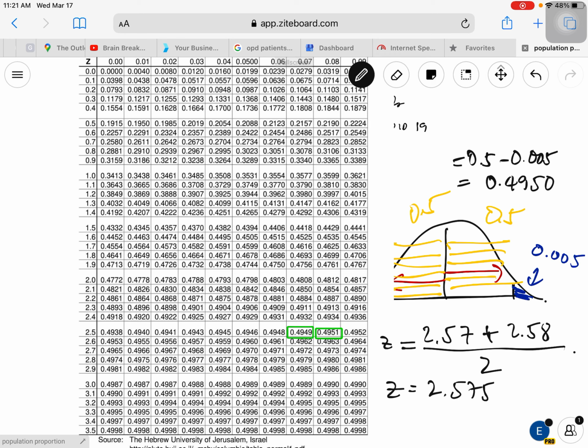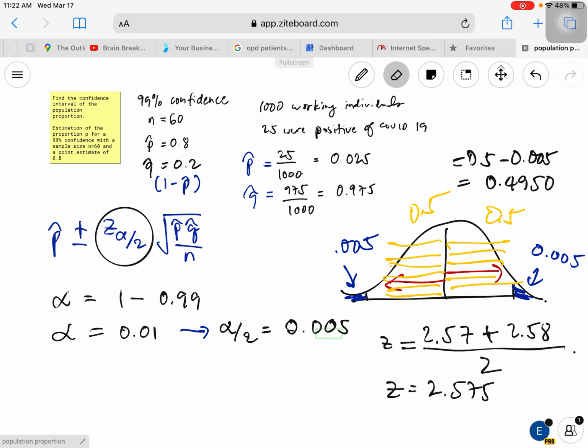I hope you got it. But the rule of thumb is you just have to locate the closest area to what we're trying to look for, because in most cases the areas we're looking for in the z table will not always be there. In this case, since there are two areas that have the same distance from 0.4950, we compute the z-score via interpolation: we add both z-scores and divide by 2. Now let's continue.